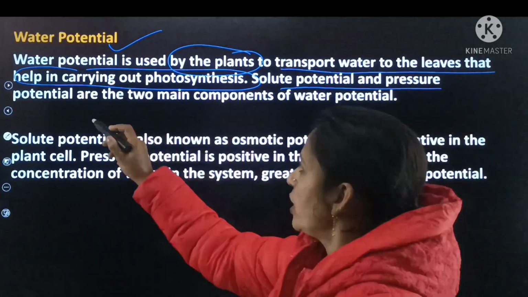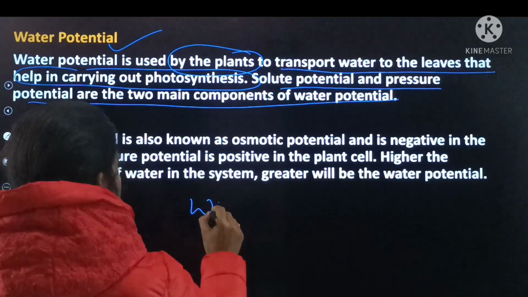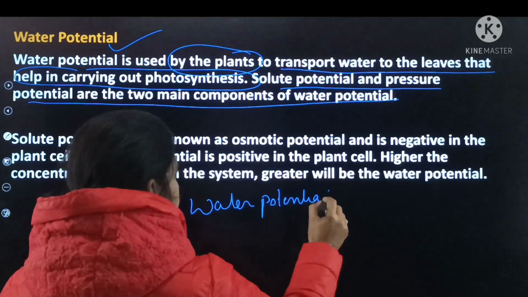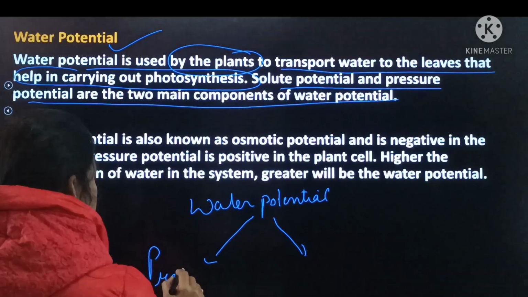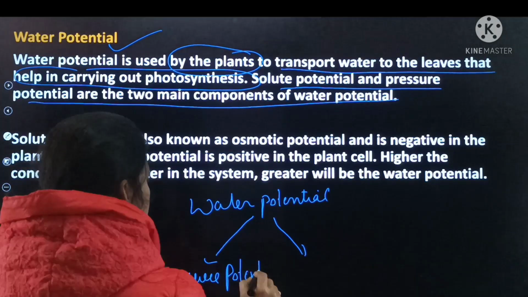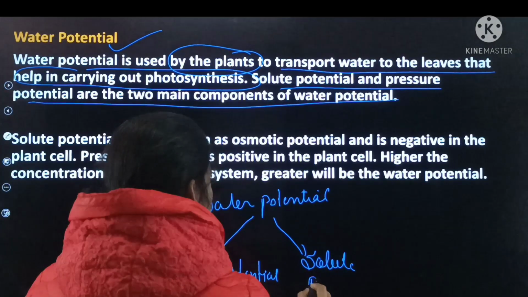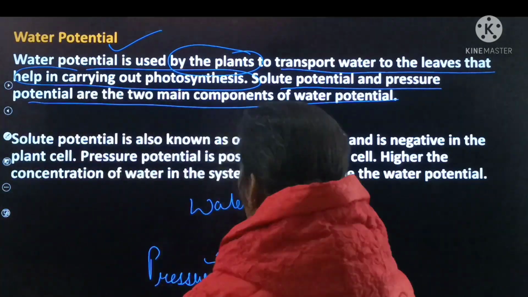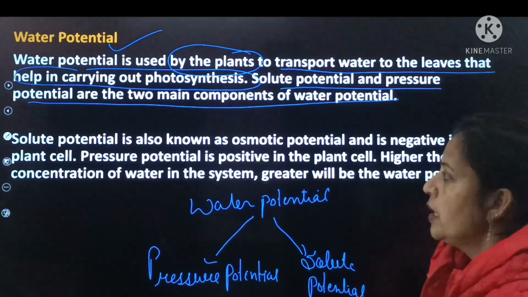Solute potential and pressure potential, these are the main two components of the water potential. So here water potential has two components: one is the pressure potential and the second one is the solute potential. So here there are the two components of water potential, one is the pressure potential and the second one is the solute potential. तो नोट कर सकते हैं बेटे आप कि water potential होता क्या है.